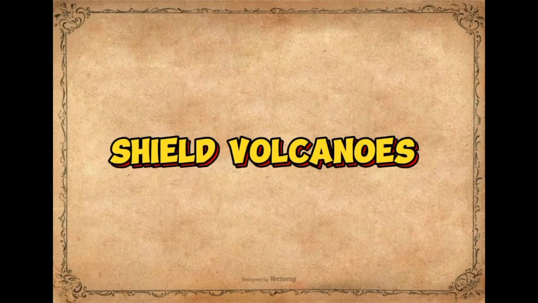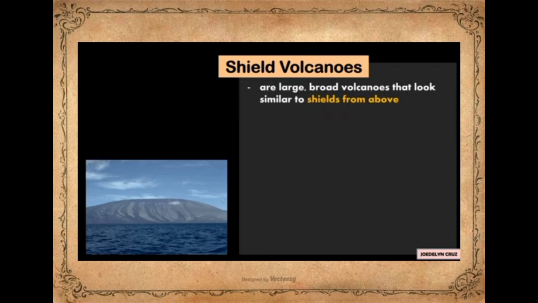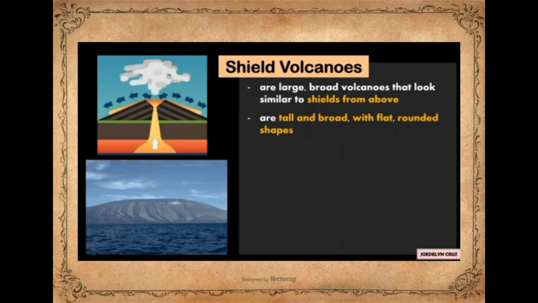Next are the shield volcanoes. Shield volcanoes are large, broad volcanoes that look similar to shields from above. They are tall and broad with flat rounded shapes, and they are built almost entirely of fluid lava flow. Thus, these volcanoes are not steep.